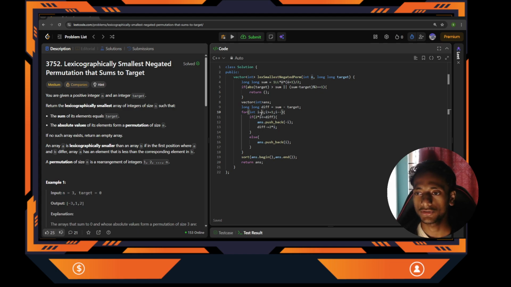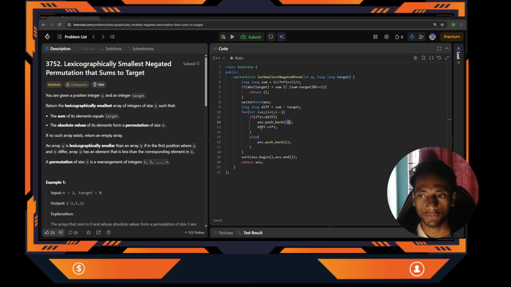So I start from i equal to n and go down to 1, with i minus minus, because I am starting from right to left, from the largest to the smallest. Now I can convert the current number to negative if 2 into i, the total value it will decrease, is less than or equal to diff, the total sum I have to decrease. If it is, I can convert this current number to negative. So in the answer vector I store -i, not positive i.